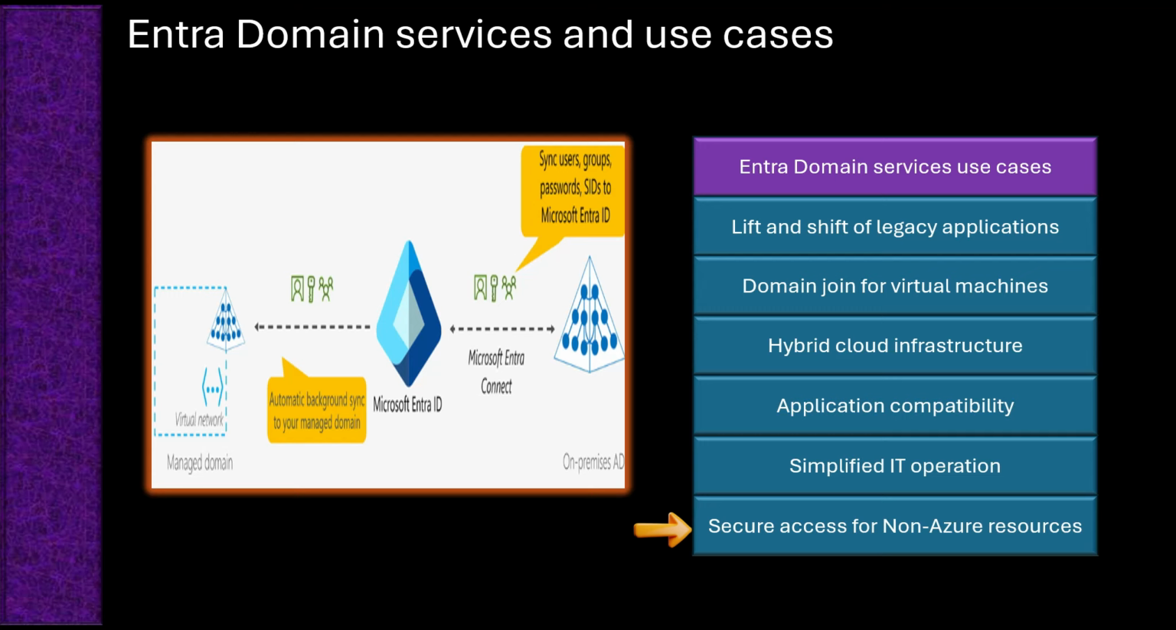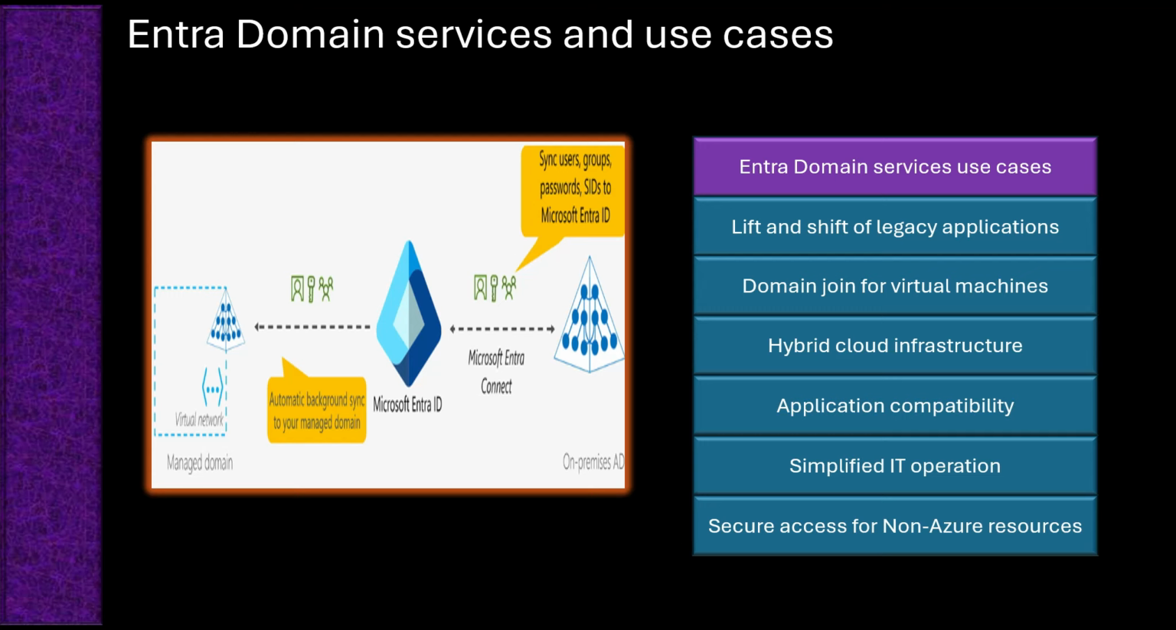And the last use case is secure access for non-Azure resources. Sometimes resources not hosted in Azure need to authenticate against an Azure-hosted identity provider. Microsoft Entra Domain Services supports hybrid identities and enables secure authentication for on-prem and non-Azure resources without extending on-prem AD.